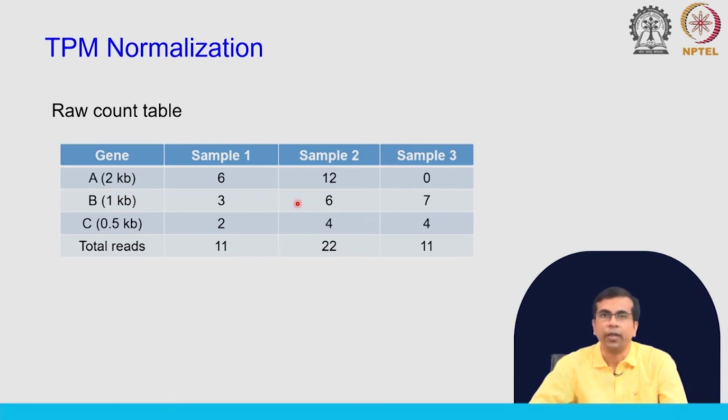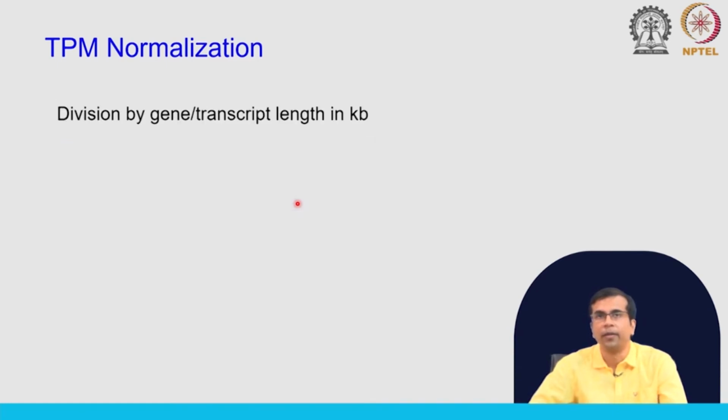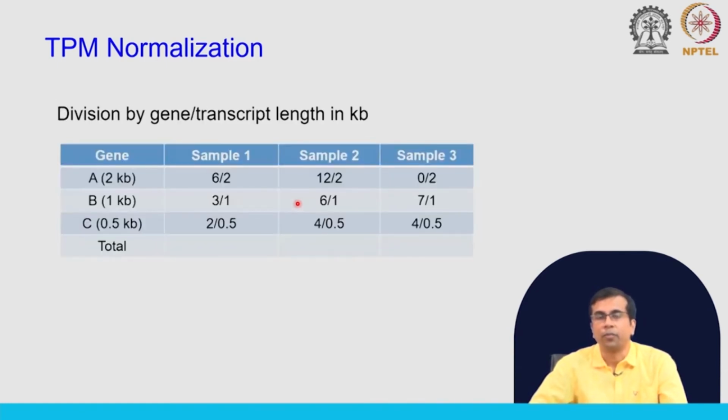Here again we have 3 samples and the genes A, B, C, for which we have the raw read counts. Remember, the first step is division by the gene length. So, we will divide by the gene lengths 2 kb, 1 kb, 0.5 kb, and we will get some numbers. I have not written the total; we will get the total once we have done the division, and this is what we get after the division.